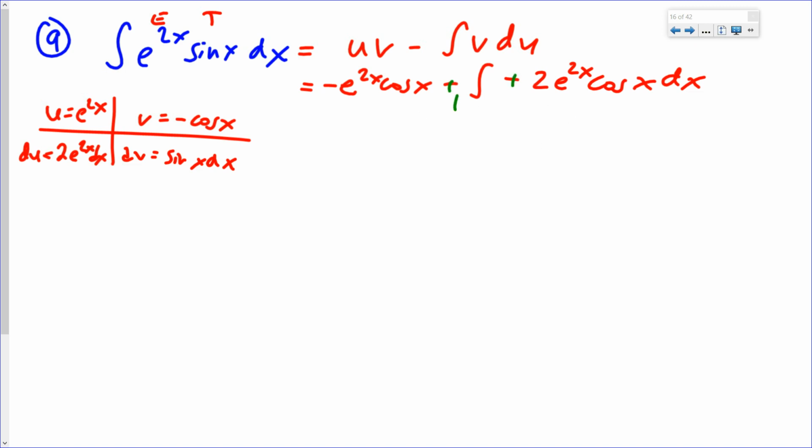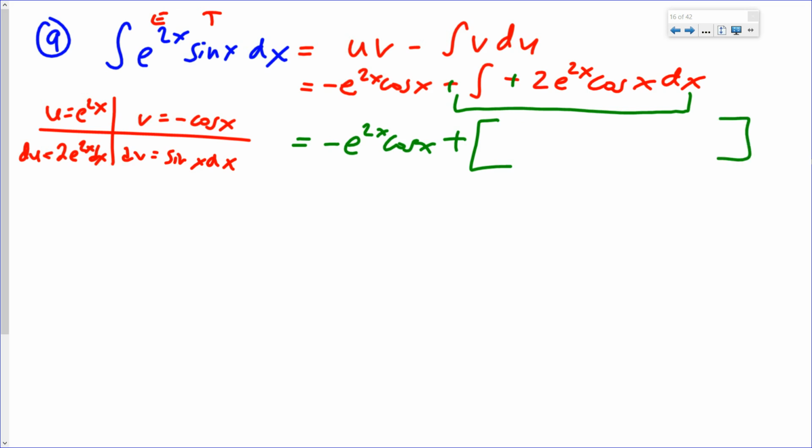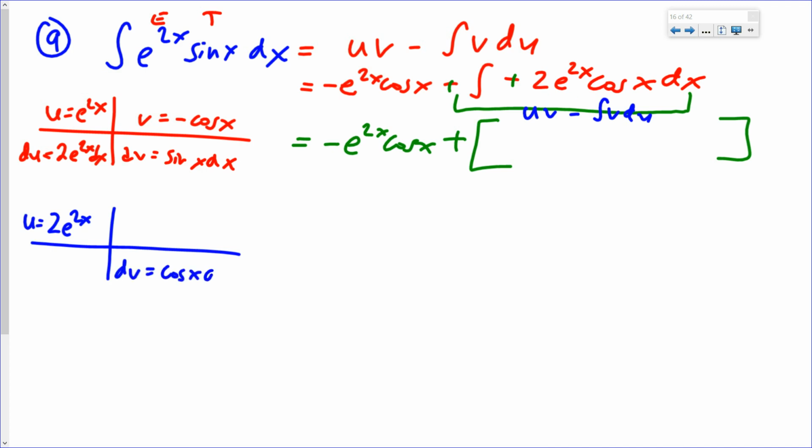And so what I do is, this right here has its own u dv problem, uv minus v du. So this is equal to negative e^(2x) cosine x plus this, its own uv minus v du inside here. Okay, so let's get this new uv minus v du thing. I'm going to go over here. My u is going to be equal to 2e^(2x). My dv is going to be equal to cosine x dx.